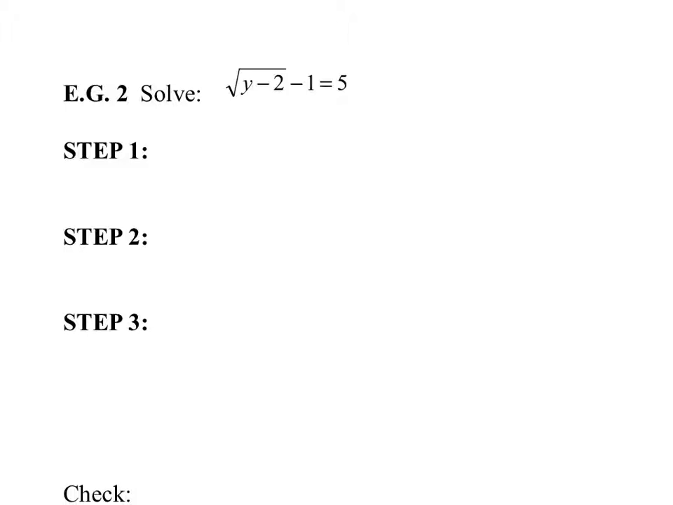Here's our first example. Square root of y minus 2, minus 1, equals 5. What you need to notice is that there's a bunch of stuff under the radical that stays together. So the outside value here is the -1. And that's what we need to do in the first step: we're going to add that value to both sides of the equation so that we get just the root alone. And this will be 6.